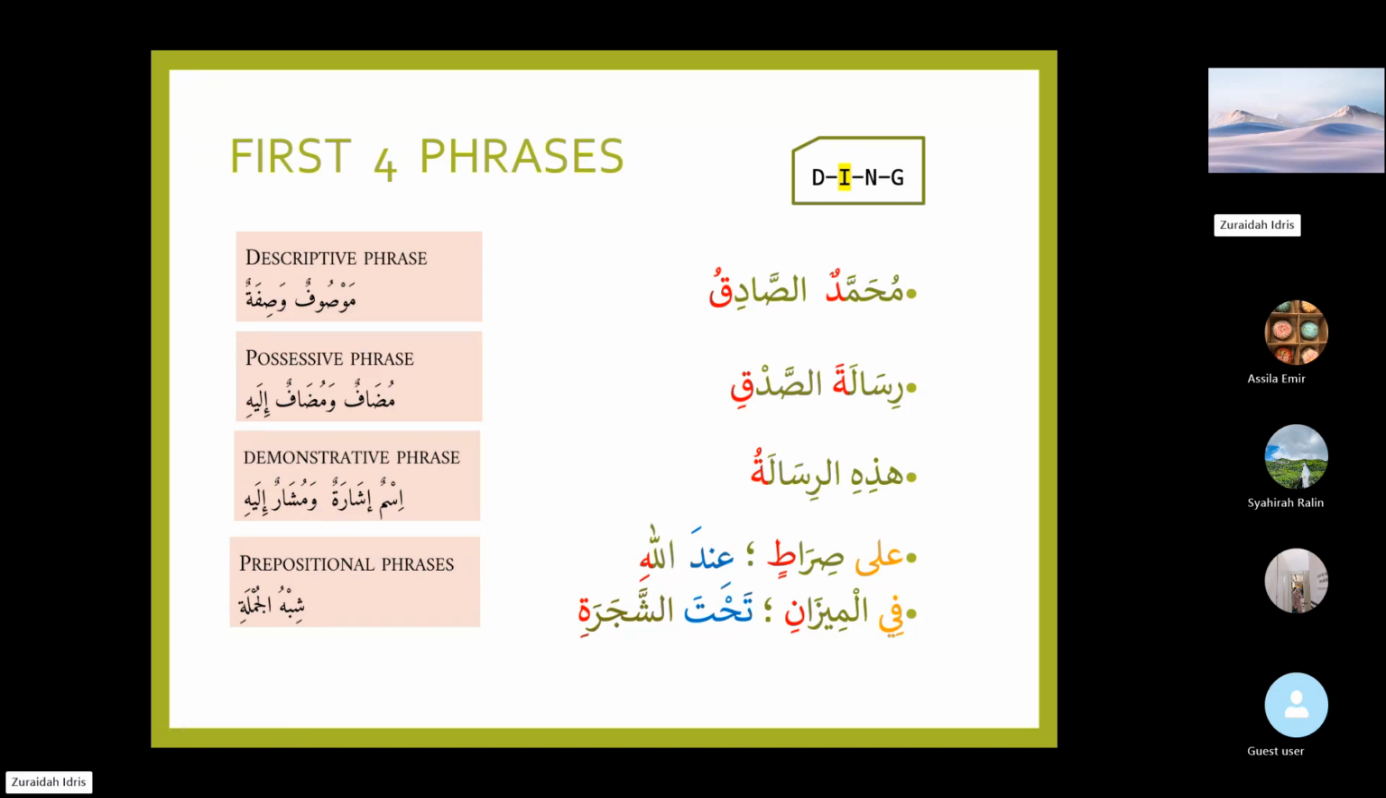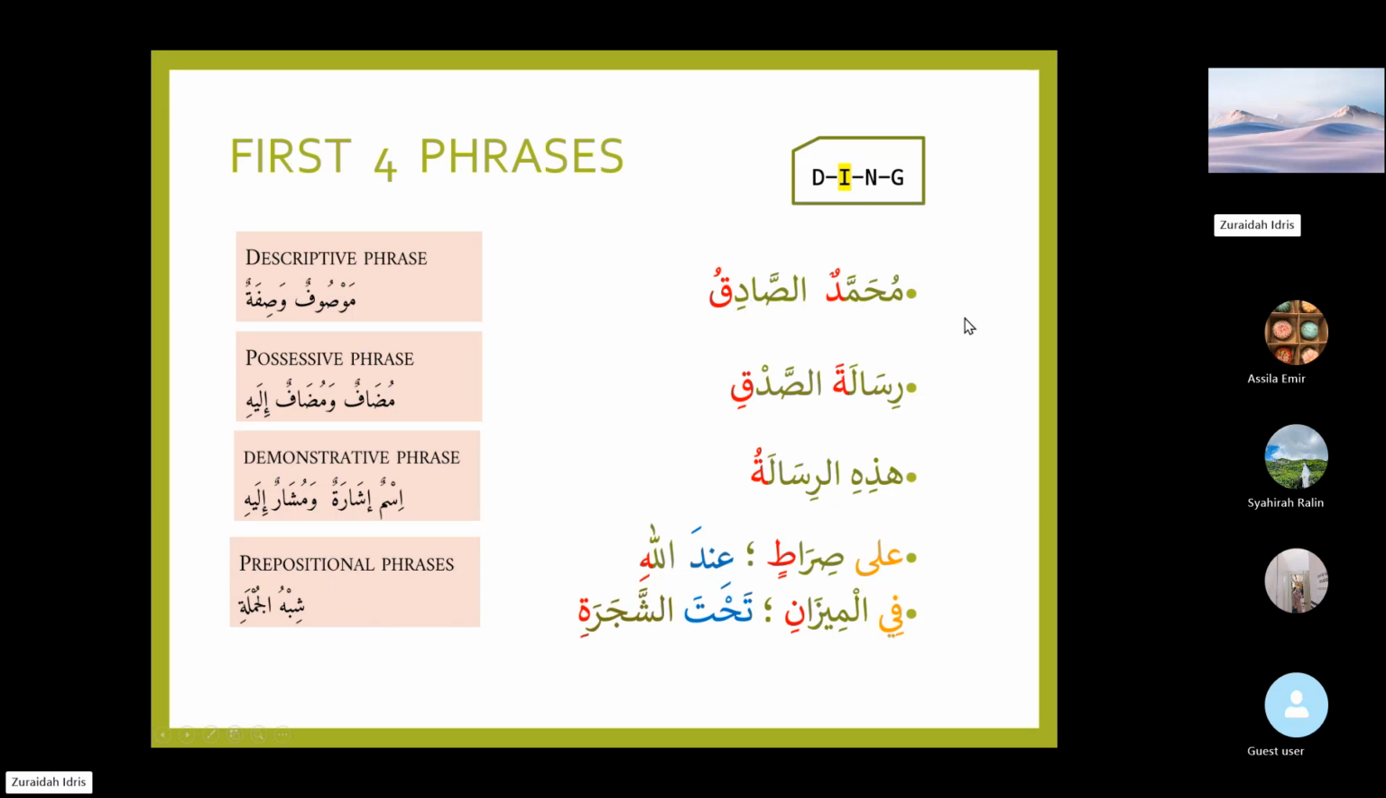The spatial relationship, when I say spatial, I mean spatial relationship between two things, where they are in relation to each other, either in terms of time or in terms of place. And these words we will call zarf, zarf makan, zarf zaman. So these are the four phrases that we need to recognize and master.